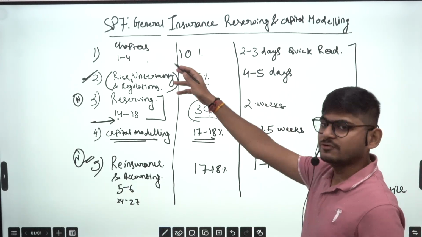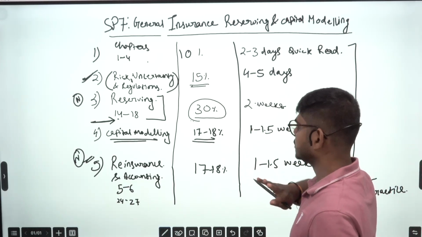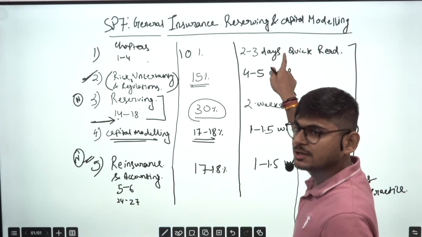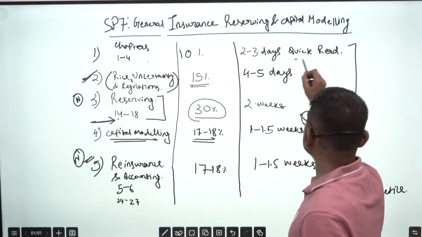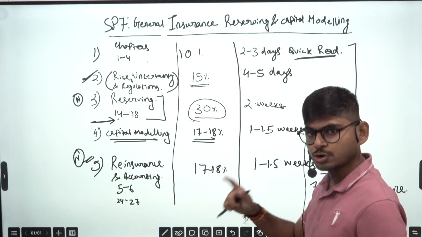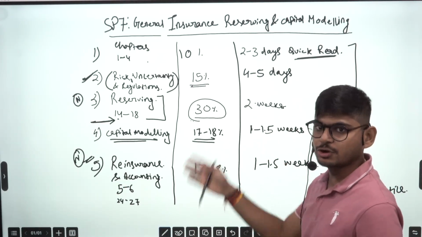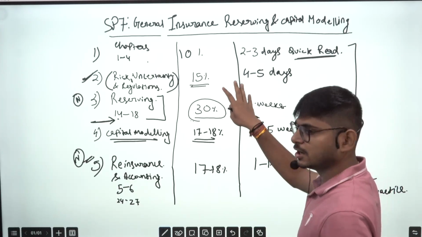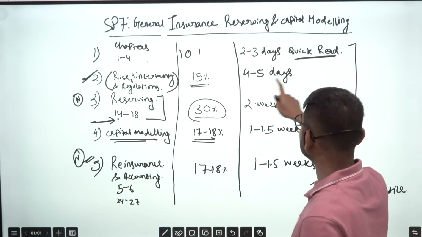So this chapter 1 to 14, it's an introductory chapter. So we will give a quick read in 2 to 3 days. It will give you an understanding of reinsurance if you don't already know it. If you are already working in a general insurance company, it's easy for you to understand these chapters.